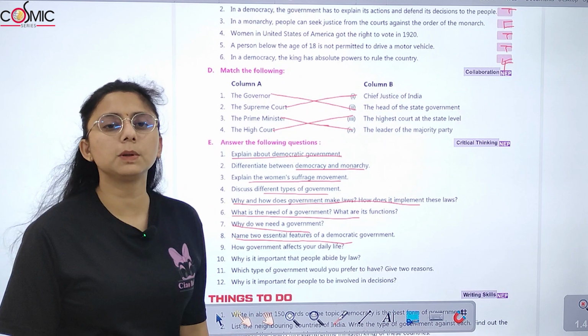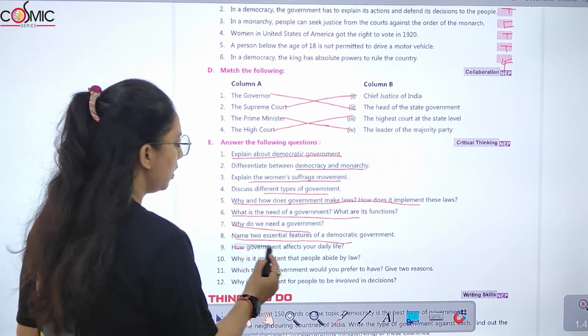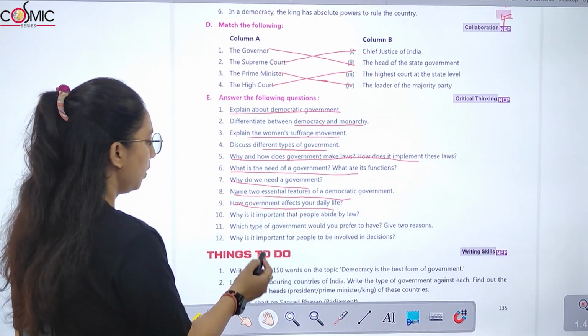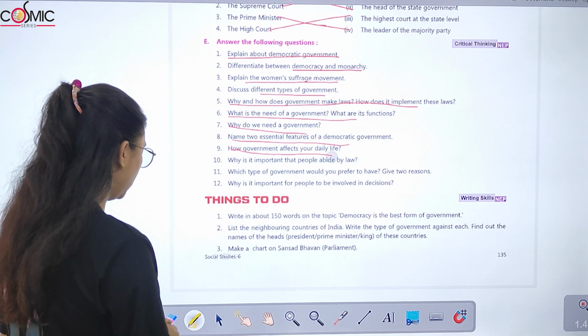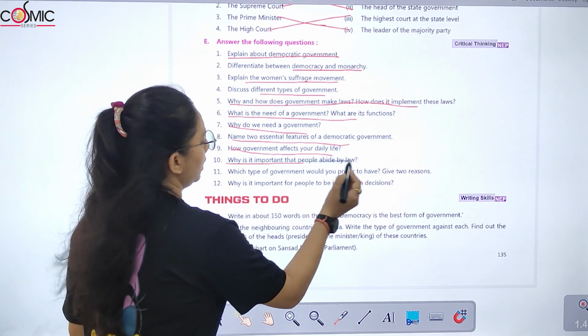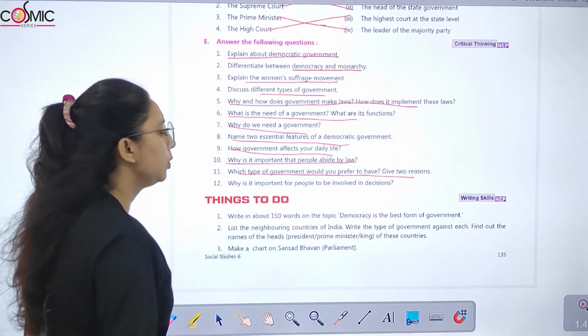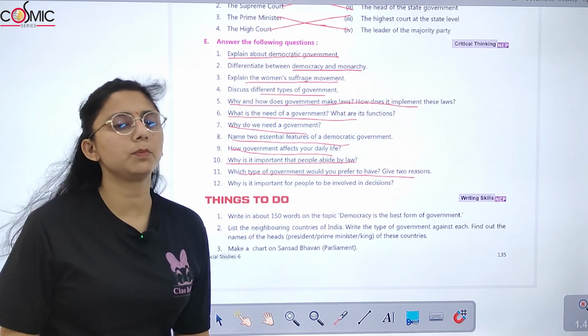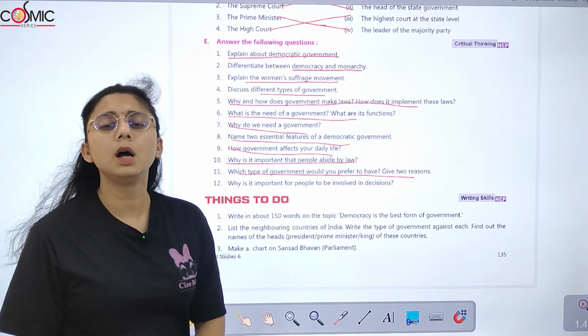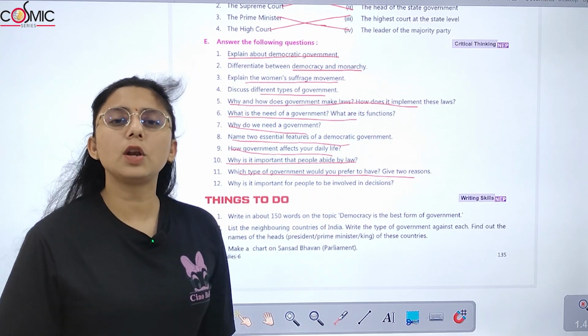You have to give two essential features of a democratic government. How does government affect our daily life, right? Why is it important that people abide by laws? Which type of government would you prefer to have? Give the reason, and why is it important for the people to be involved in a decision, right? This is all in this chapter.